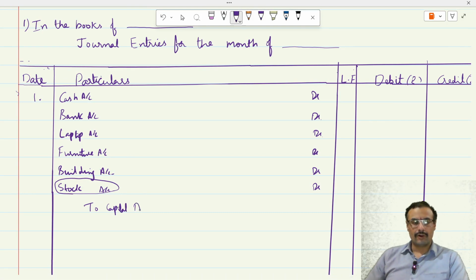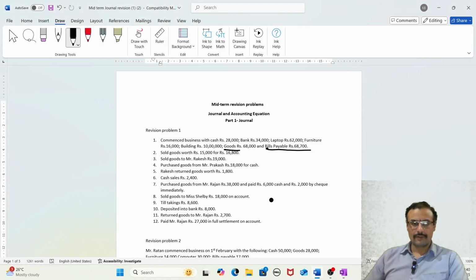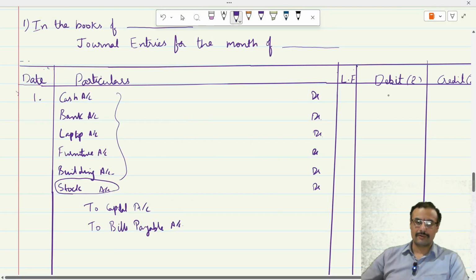Why? Whatever the business owner gives to business is capital, and the business owner has given all these as capital, and along with that he is also giving the personal liability called bills payable. So this will reduce the capital amount. We have discussed this problem. Once again I am going to discuss this one.